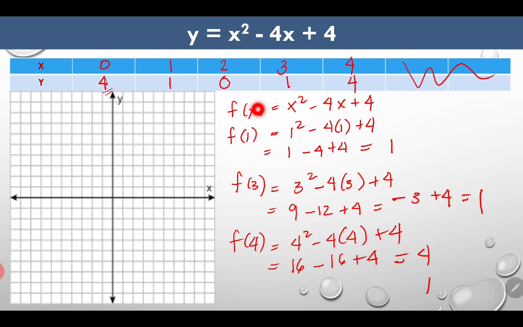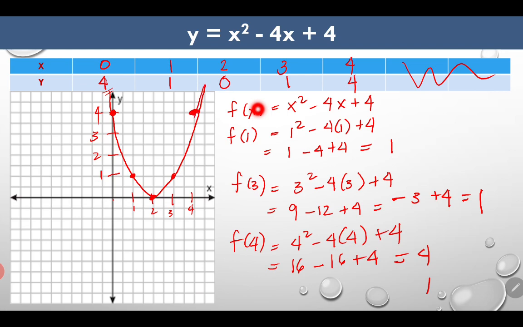So let us graph. Wait lang. 1, 0, 1, 2, 3, 4. So 1, 2, 3, 4. Ang mga y natin are all positive. So lalagyan natin ng number yung pataas. 1, 2, 3, 4. Okay? So 0 and positive 4. 1 and positive 1. 2 and 0. 3 and 1. And then 4 and 4. Okay? Oops. Sorry. Basta dyan dapat yan.